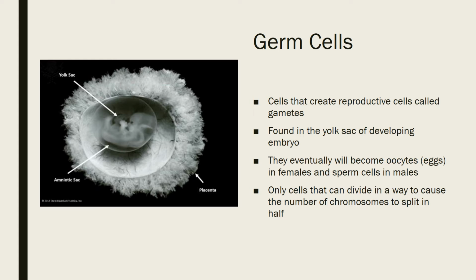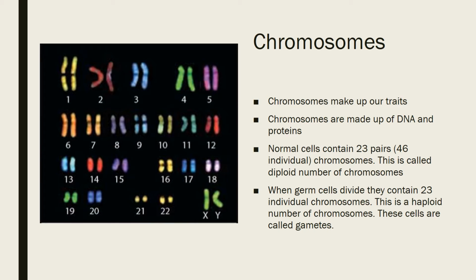Germ cells are the only cells that can divide in a way that causes the chromosomes to split in half. Chromosomes are composed of DNA and proteins and contain the primary genetic information of the cell. Chromosomes are what makes up our traits. We receive half our chromosomes from our mother and half from our father.